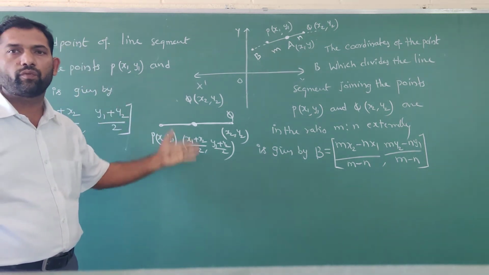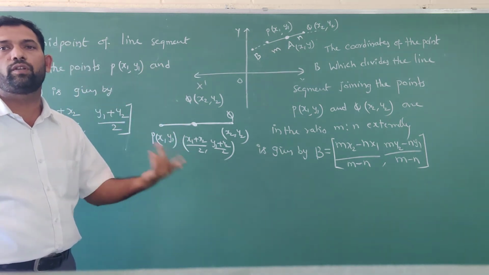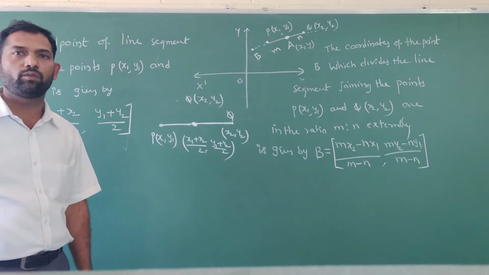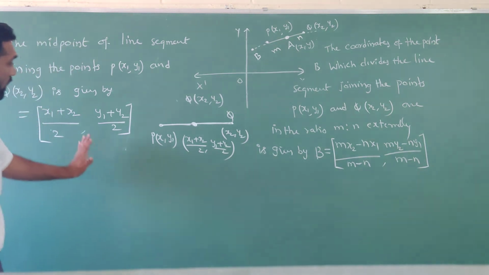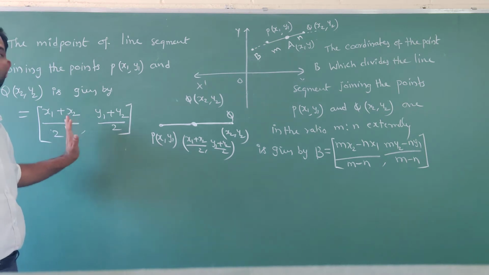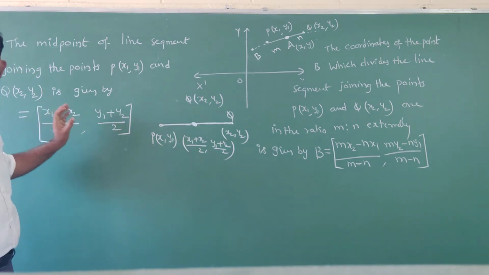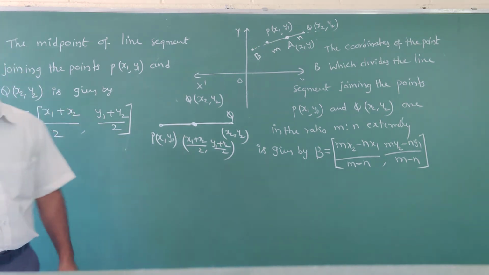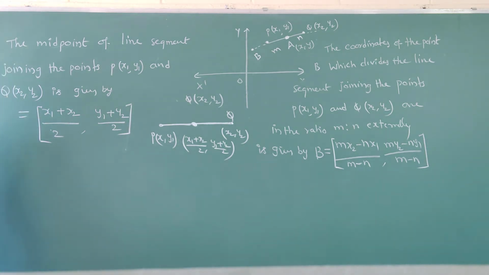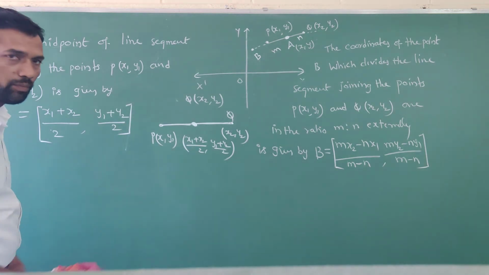So this ratio and this ratio are the same. Instead of the first point, you take m is equal to n, both are the same. M is equal to n and you will get this one, the midpoint. On this we have to do some simple problems.